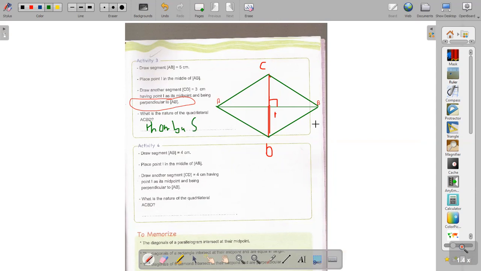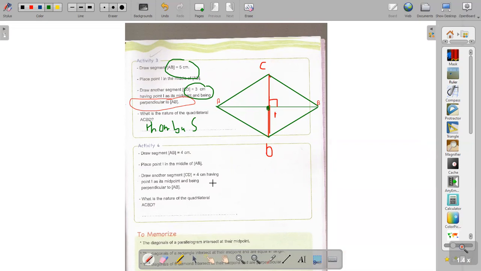Look at the rhombus. The diagonals here are CD and AB. Do they have the same length? No. Here it's 5 and here it's 3. Different length. Do they intersect at the same midpoint? Yes. Both of them intersect at I. They are perpendicular. Yes. They form a right angle. Meaning CD is perpendicular to AB. So we have two properties for the rhombus: perpendicular and intersect at the midpoint.